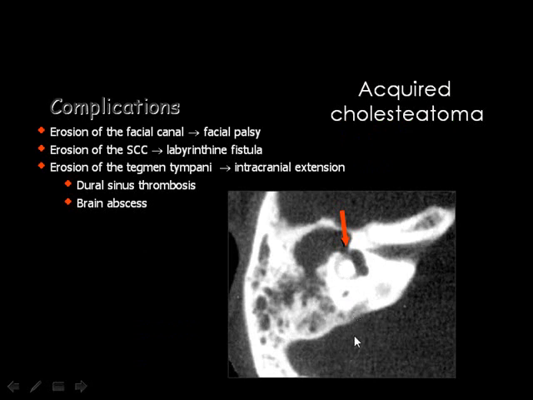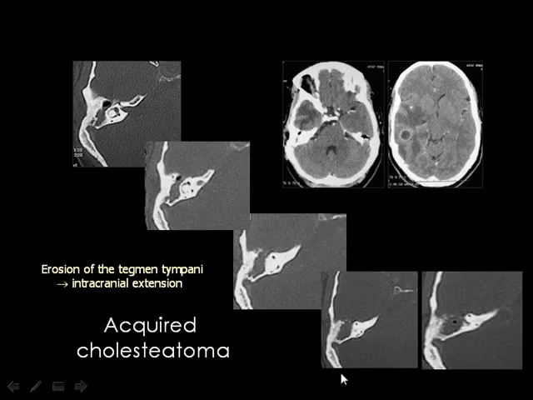The lateral semicircular canal is the nearest canal to the middle ear cavity. Then it will be eroded, and at that time you can easily diagnose what we call labyrinthine fistula, which means communication between the inner ear and the middle ear. If the cholesteatoma has eroded usually the lateral semicircular canal, you are dealing with a labyrinthine fistula.